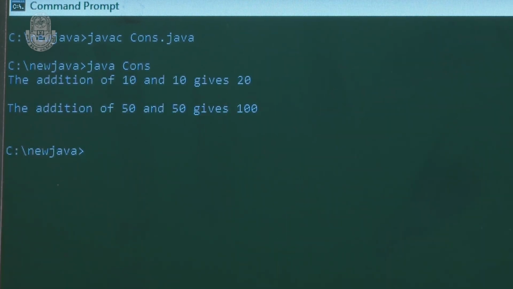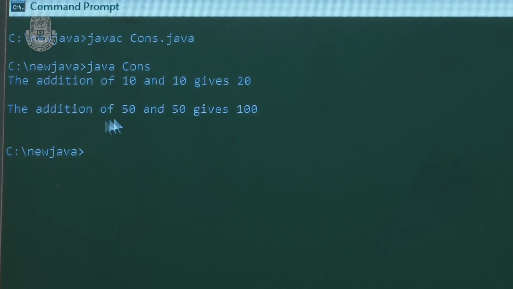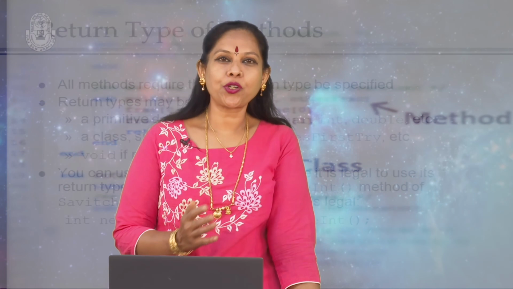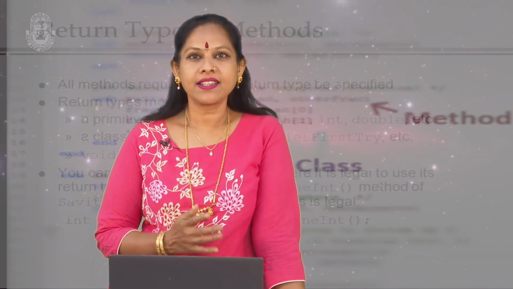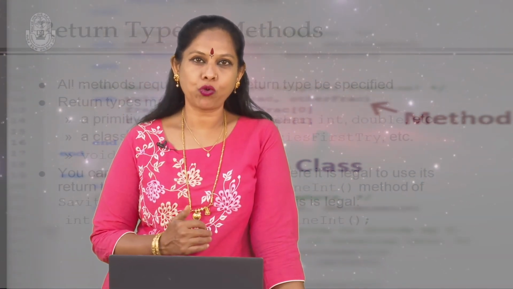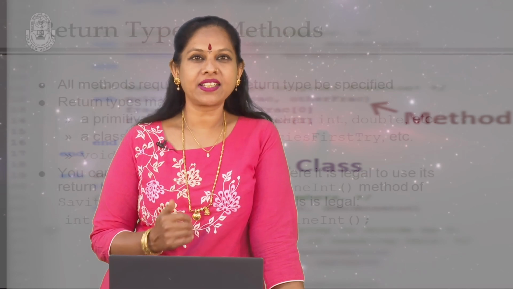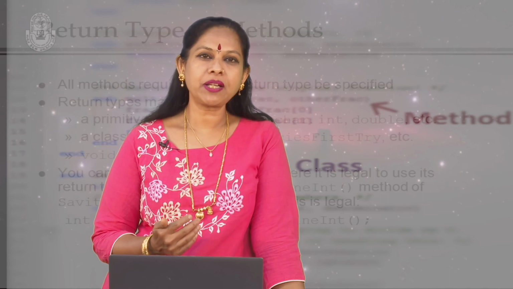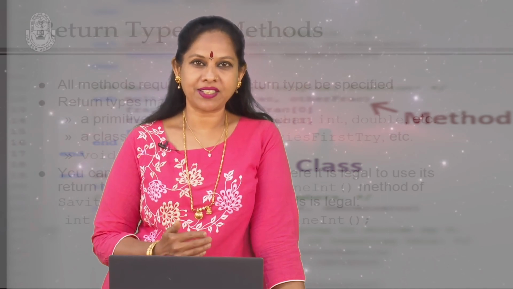Okay, now see the output. The addition of 10 and 10 gives 20. The addition of 50 and 50 gives 100. Hope you have understood this. The constructor passes arguments as is declared in line number 4. It also indicates the print method used to display the values of the constructor arguments.